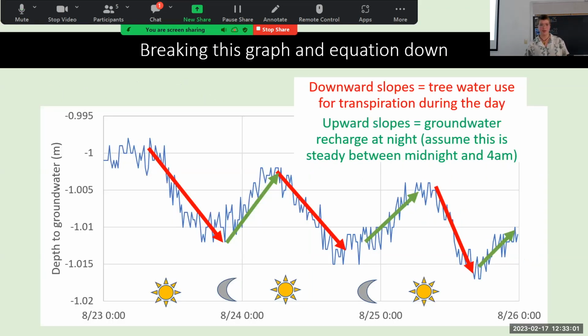So, looking at this, the downward slopes indicate the tree using the groundwater for transpiration during the day. And then the upward slopes is the groundwater recharge at night, which is pretty steady because at night the trees are not using the groundwater. So it is purely, mostly, just the recharge data.